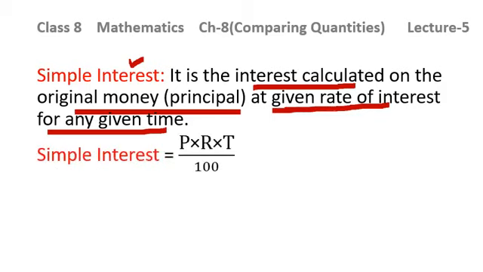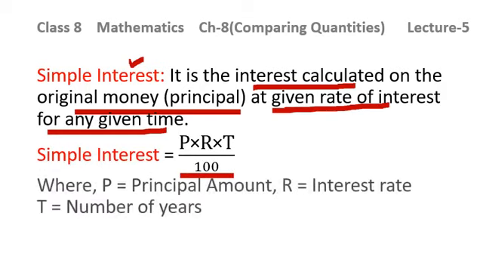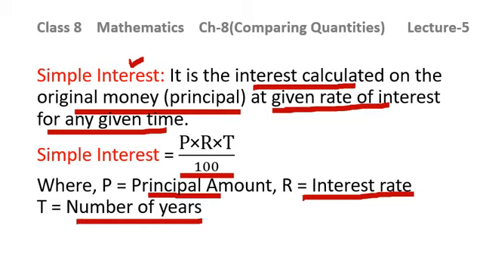So simple interest is given by this formula, P into R into T divided by 100, where P is the principal amount, R is the interest rate or rate of interest, and T is the number of years. Okay, so simple interest is P into R into T over 100, where P is the principal amount, R is the interest rate and T is the number of years.